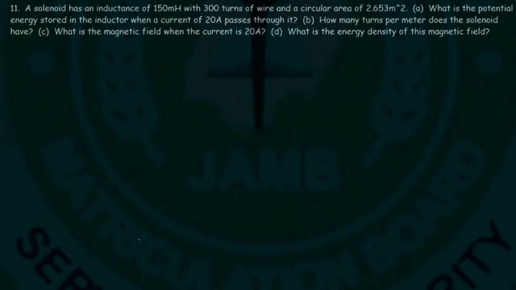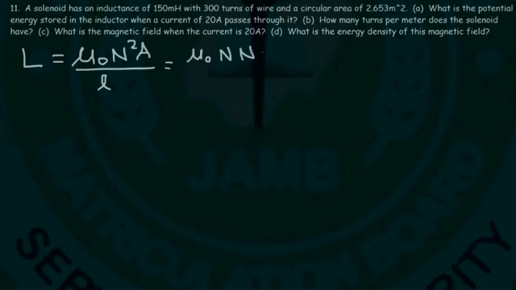How many turns per meter does the solenoid have? So how can we figure this out? Well, we know that the inductance is equal to mu 0 times n squared times the area divided by the length of the inductor. So let's separate n squared and write it as N times N over L. Now we know that N over L is equal to lowercase n, and lowercase n represents the number of turns per meter. So we need to use this form of the equation.